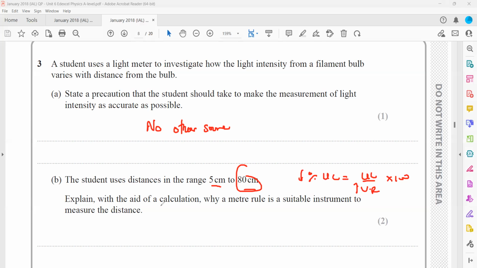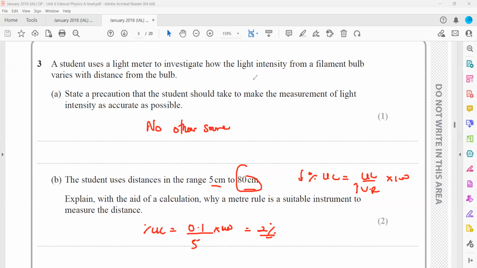So we'll work out the percentage uncertainty for 5 centimeter. The uncertainty for a meter scale, the smallest value we can record, is 0.1 centimeter, divided by 5, times 100. So this will be 2%. The 2% is a very small percentage uncertainty, because if the value were high, like 10, 15, then it would lead to an error, but 2% is a very small value, so it is acceptable.